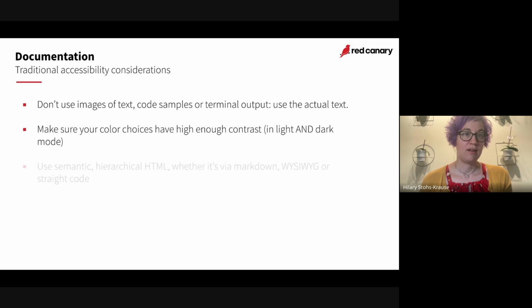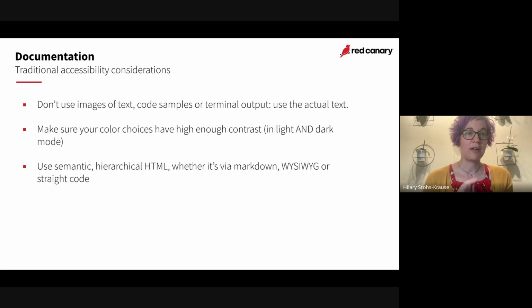And then using semantic hierarchical HTML, right? And you can do that whether it's Markdown, WYSIWYG, straight code. And that last one especially, right, that doesn't only help with screen readers, but it also helps to skim. And if you have a documentation system that auto-generates table of contents, right, it's pulling from that hierarchical HTML. So again, these practices help everybody in a variety of ways.